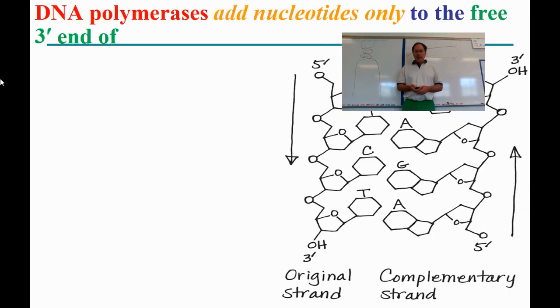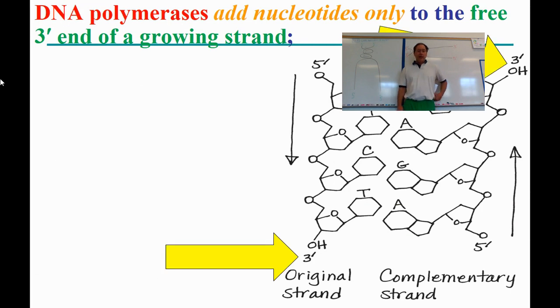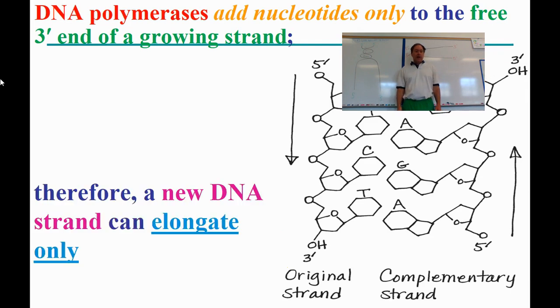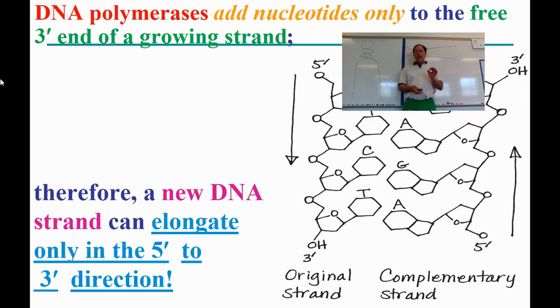And the reason why is because you can only add nucleotides to the 3' end of the growing strand. You can see that here. And that's going to cause all sorts of problems and be the minutia or nuance of 16.2 that we're going to have to spend a lot of time on. So therefore, new DNA can only elongate in the 5' to 3' direction.